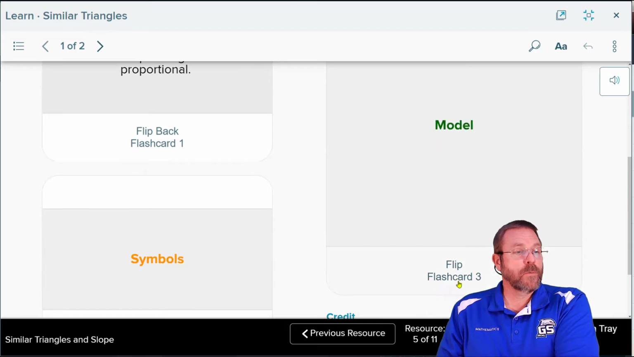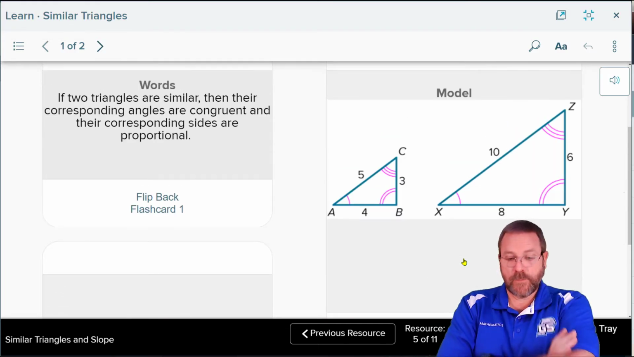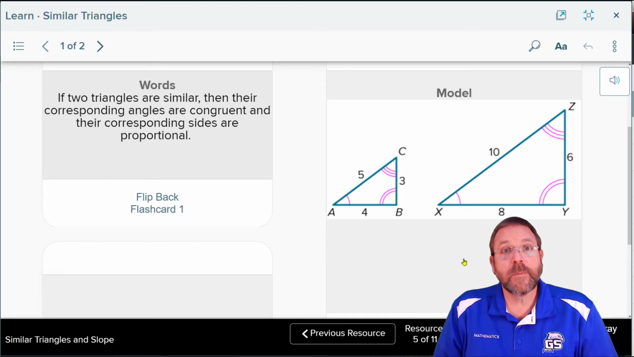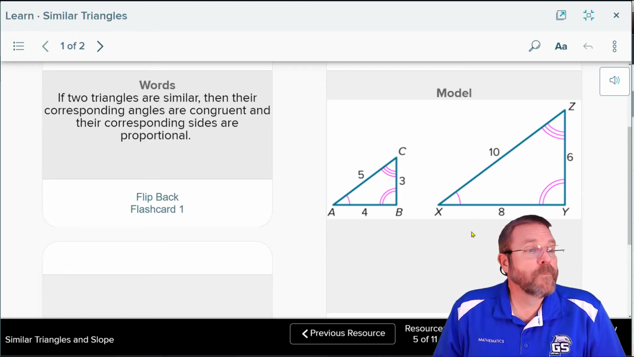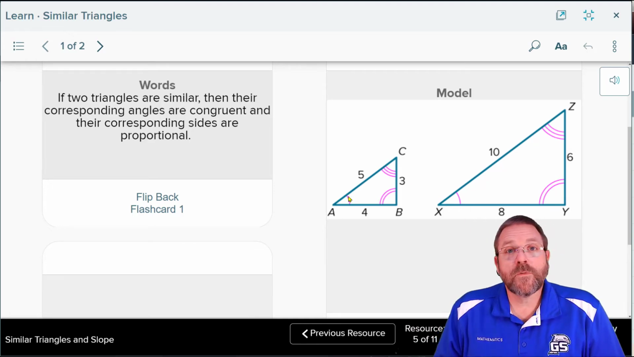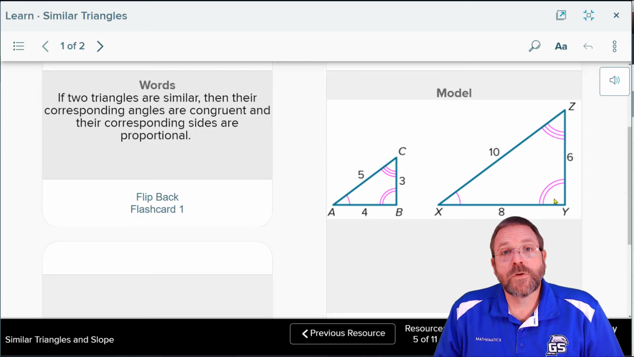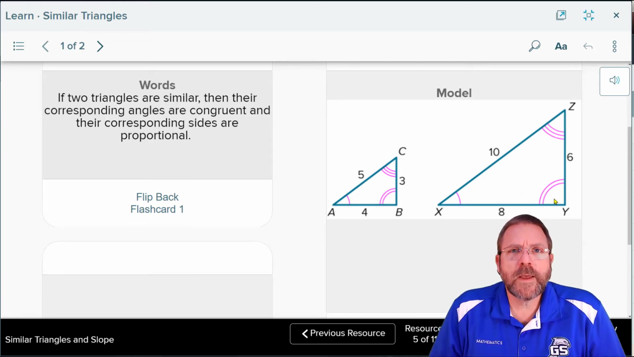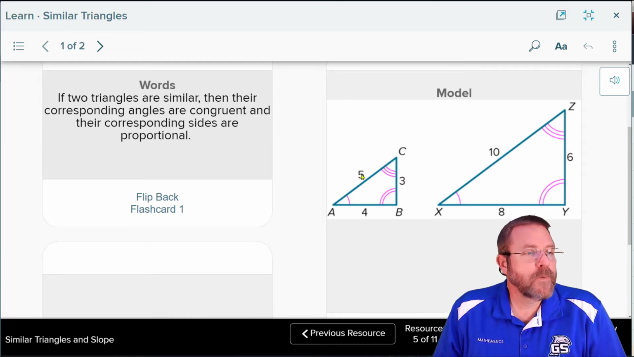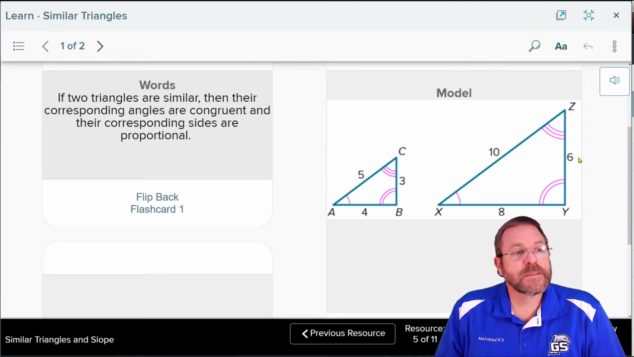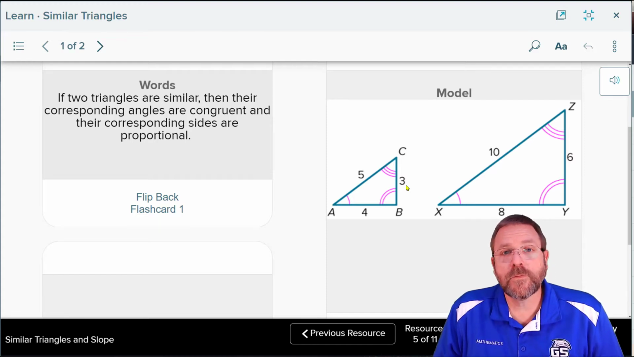In a model, what are they going to show us here? We've got two different triangles. You can see that one of them is clearly bigger than the other one, but their corresponding angles are congruent. One arc for the angles on the left. The top angles have 3 arcs, meaning that they're congruent. And the bottom right angles have 2 arcs, meaning that they're congruent. Also, the ratio between the side lengths are the same. 10 divided by 5 is 2. 6 divided by 3 is 2.